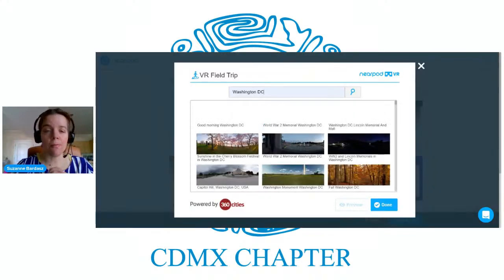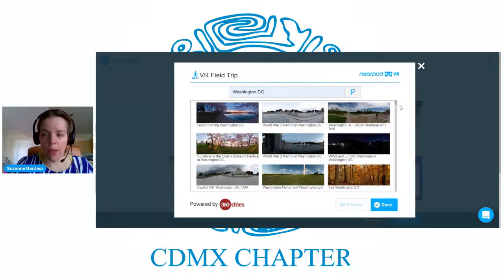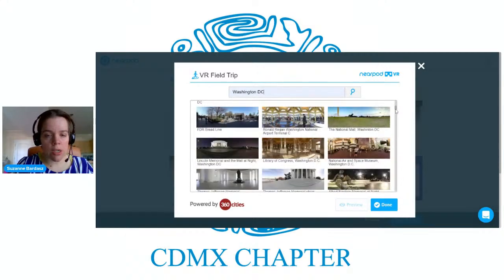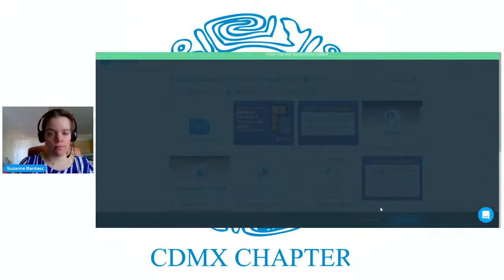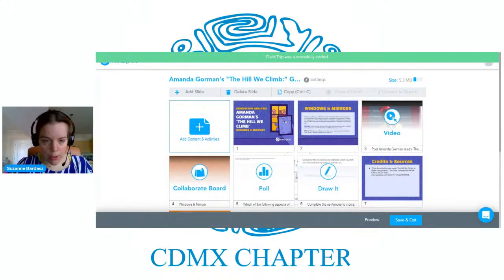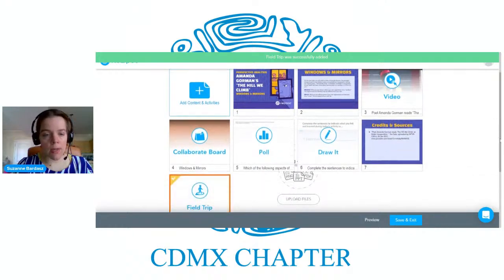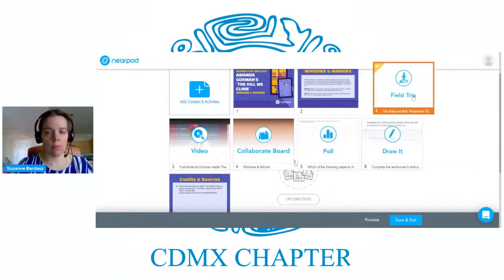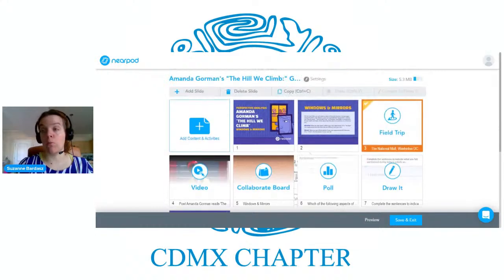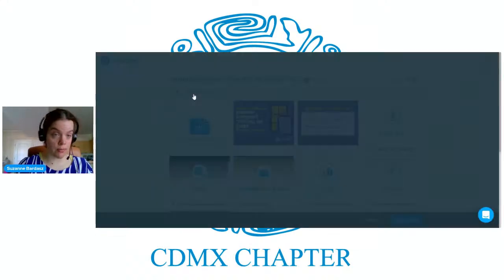And it's going up. There we go. I was about to say it was a little bit slow. And so let's see. Okay, the National Mall. So this is the big place where there's a lot of history within America. So I would add that. And so it would add my slide here. Maybe I would put it right here before the video. So again, we can move the content around.